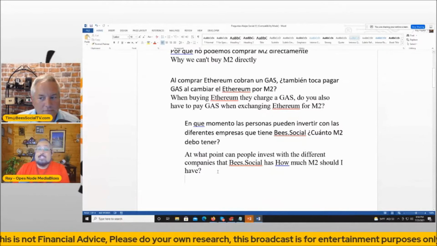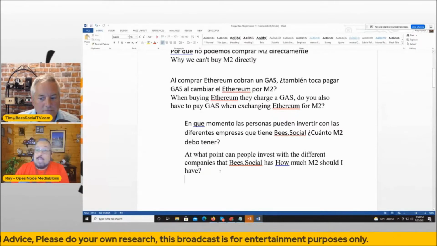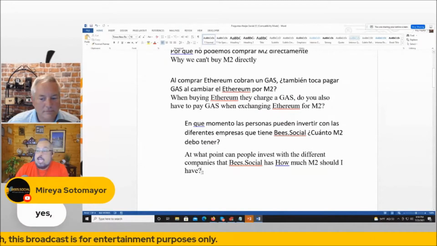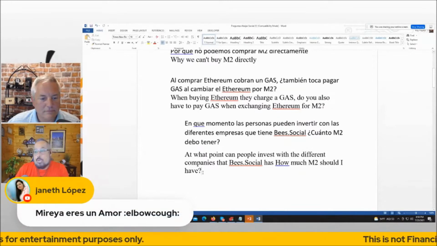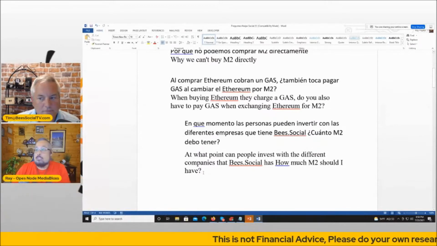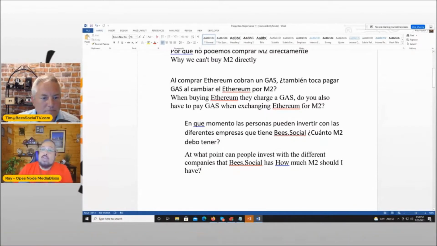What I would say is as much as you can afford, as much as that's not going to go against your mortgage or your bills, how much you can put into it that's not going to affect your lifestyle, or your life. That's how much. So at what point can you invest with different companies? You can do that right now.